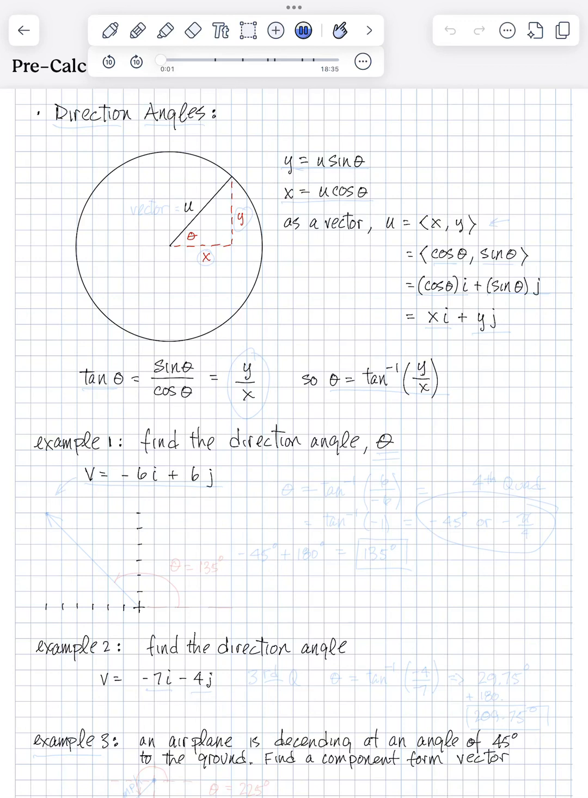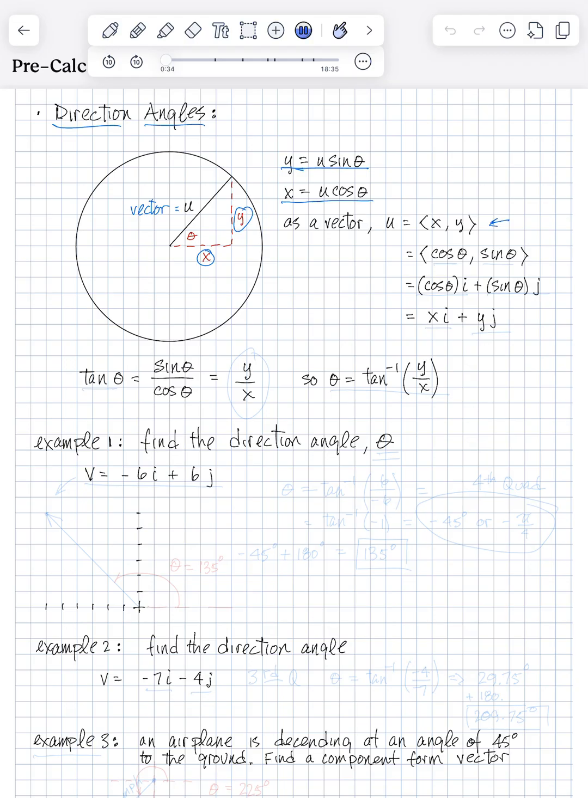All right, 6.3 day 2 is on direction angles. Let's take a vector. Let's say u is the vector. And we break that down into its components. We know that y is equal to u sine theta. x is equal to u cosine theta. And we can write the vector u different ways.